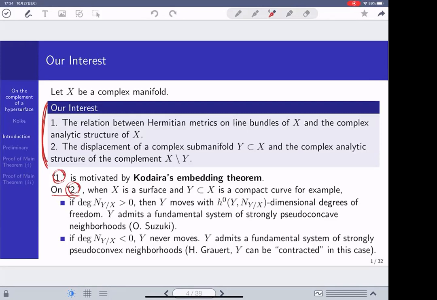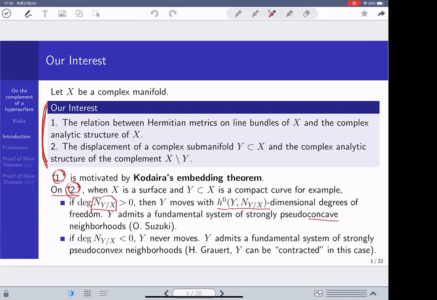For simplicity, let X be a surface and Y a compact curve. First, I will explain the case where the normal bundle, the holomorphic normal bundle of Y, is positive. In this case, Y is likely to move. Actually, it moves with many dimensional degrees of freedom by Kodaira's deformation theory, if I understand correctly. And Y admits a fundamental system of strongly pseudoconcave neighborhoods. This is by Osamu Suzuki.